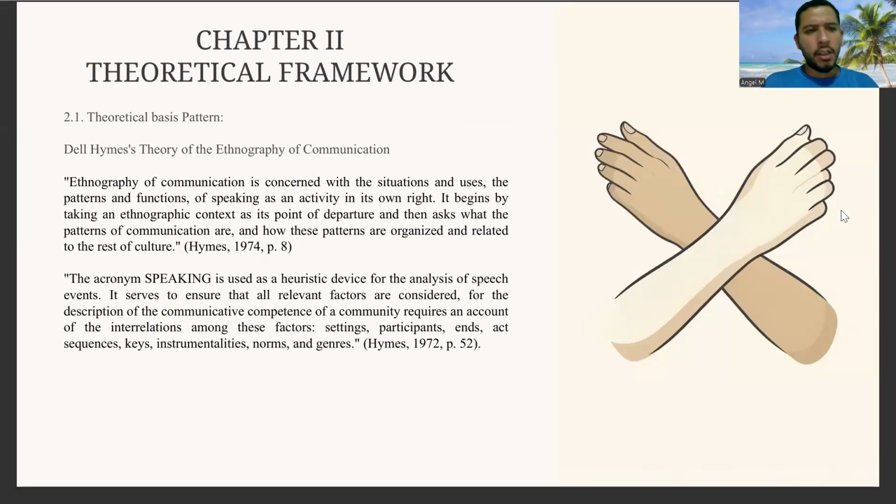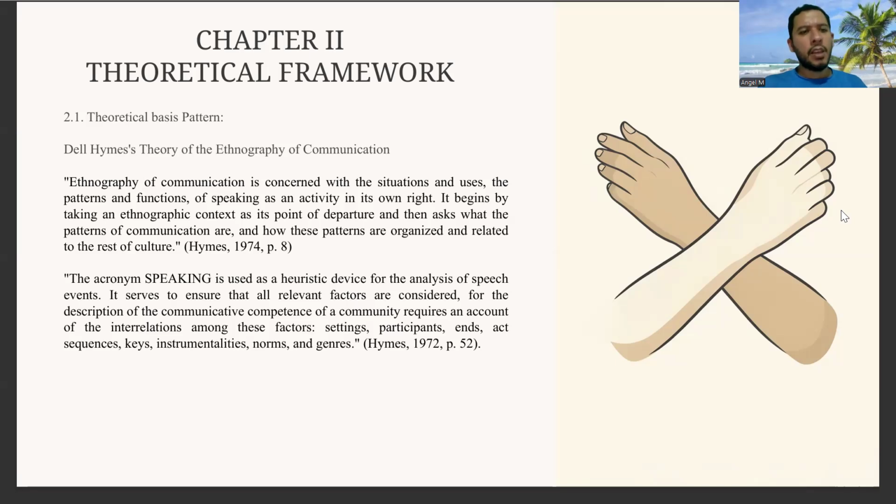Chapter 2. About the theoretical basis, we have three main theories. Number 1, Hymes's theory of the ethnography of communication. Ethnography of communication is concerned with the institutions, use, patterns and functions of speaking as an activity in its own right. It begins by taking an ethnographic context as its point of departure and then asks why the patterns of communication are as they are and how these patterns are organized and relate to the rest of culture.